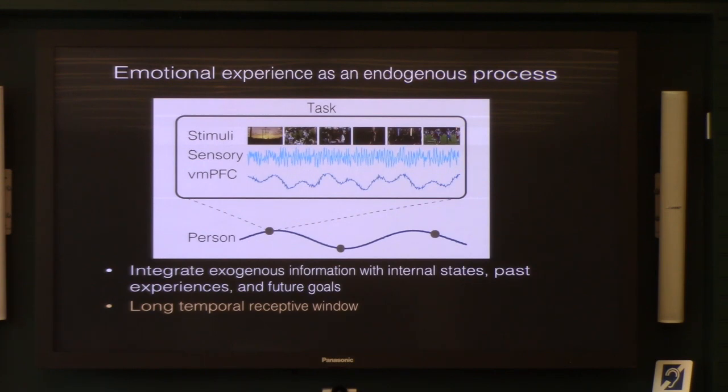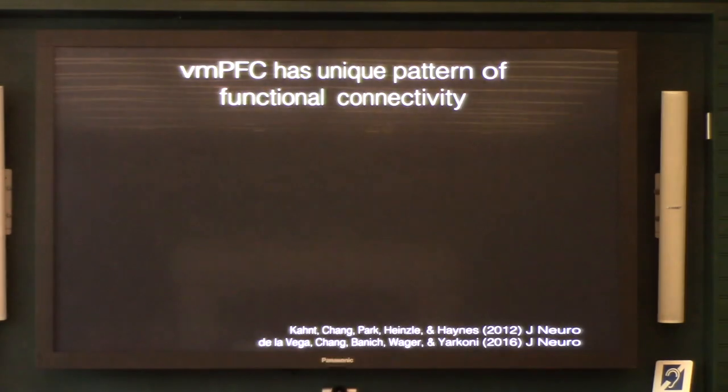So we think that the regions that are involved in these emotional experiences, because they're integrating all this information, are going to have a long temporal receptive window, and this is what Chris Honey is going to talk about from his work that he's done with Uri. And we also expect that there would be a lot of heterogeneity across people because we all have different experiences until we start getting the same news information and other things.